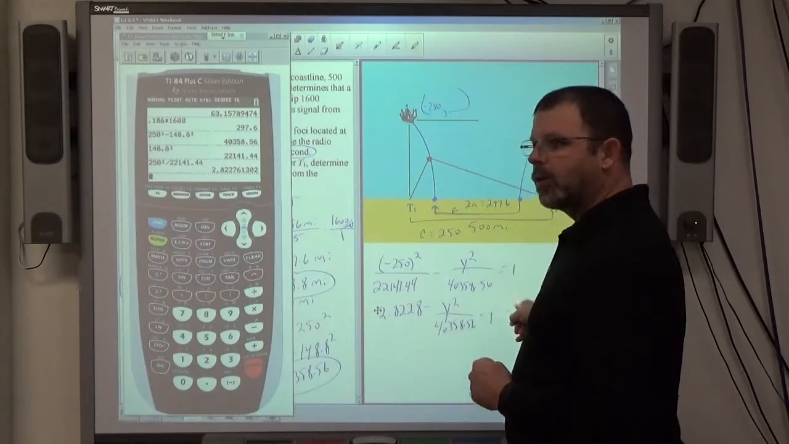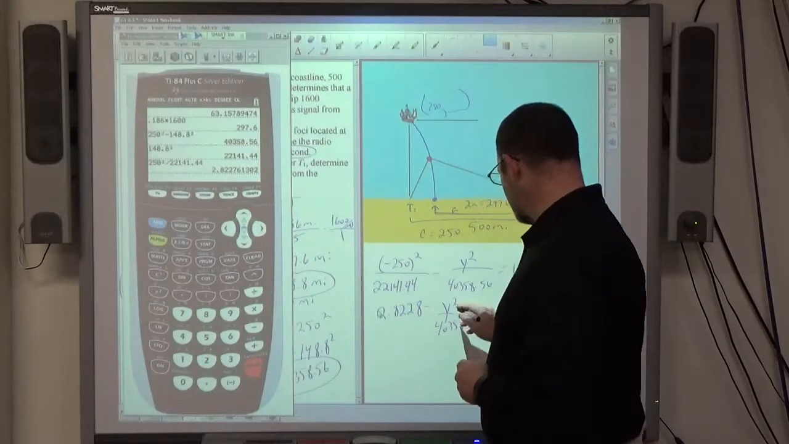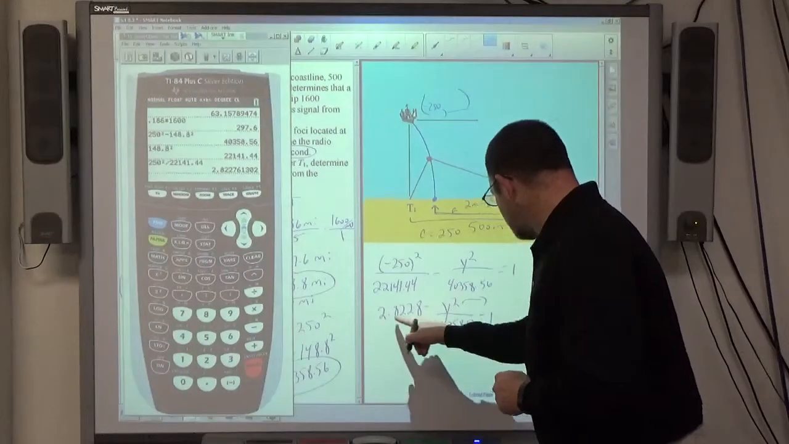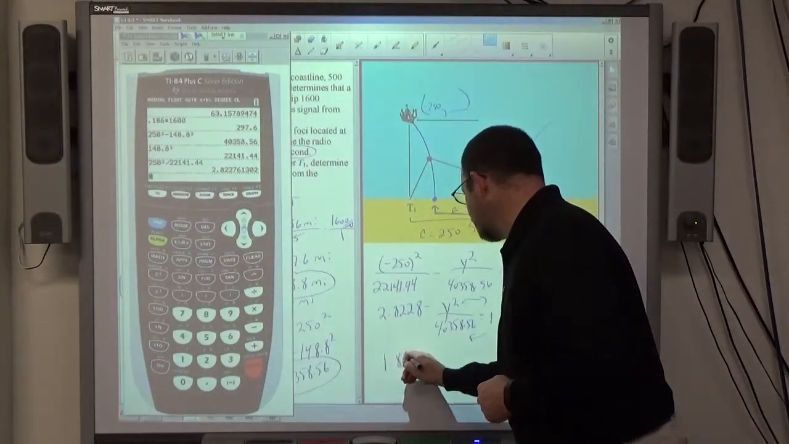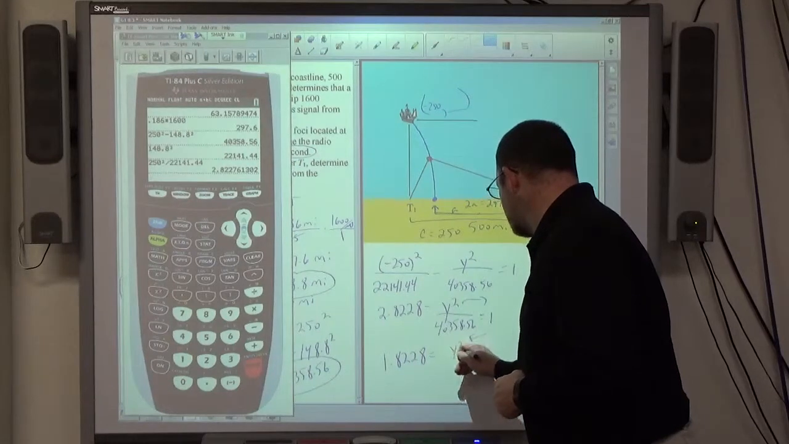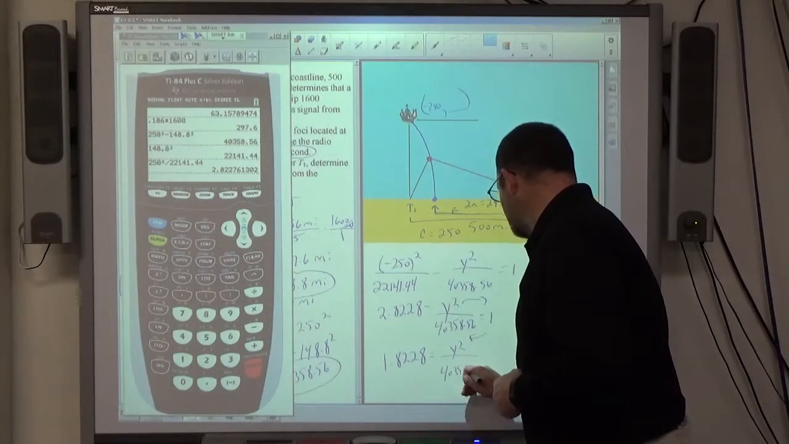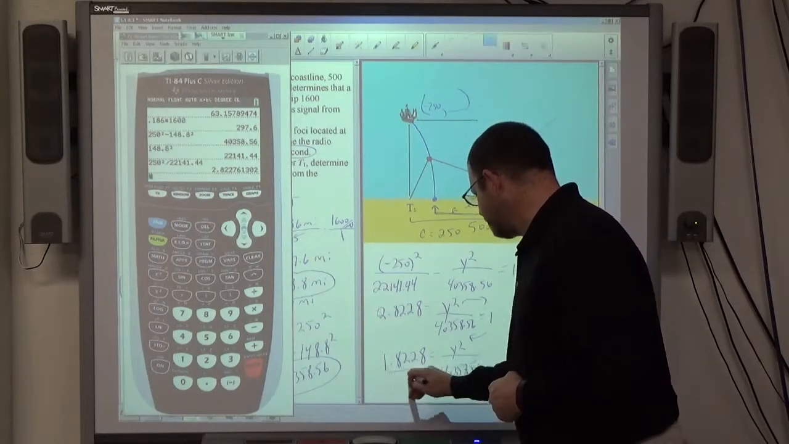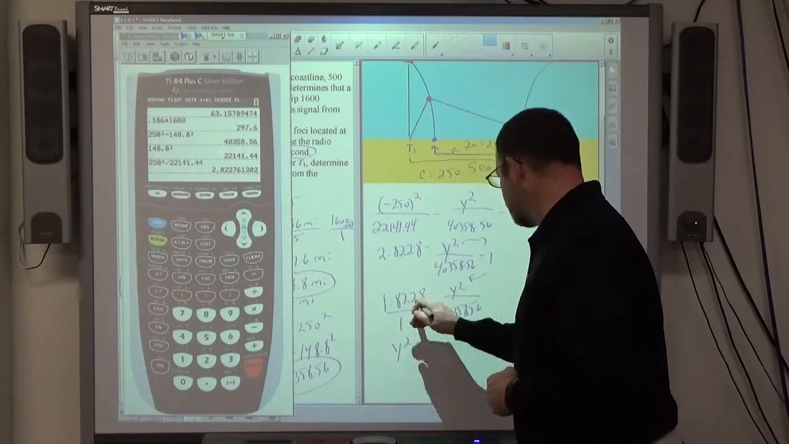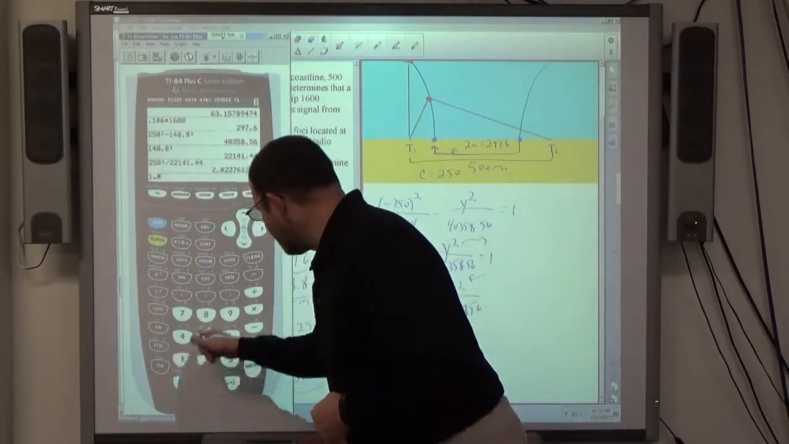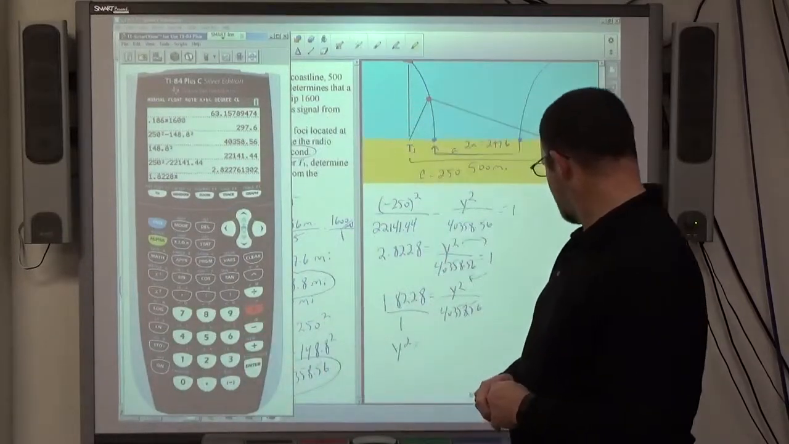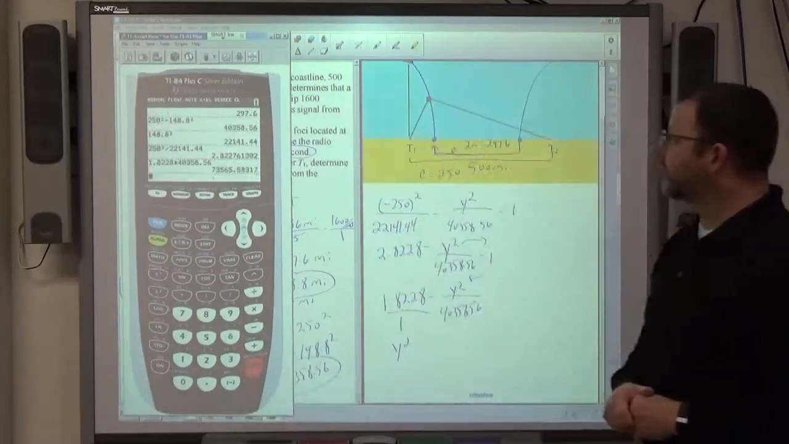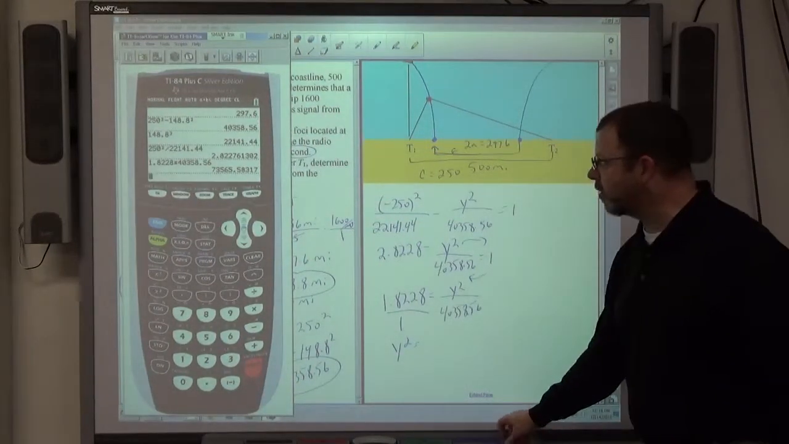I would probably move the 2.8228 over to the right first. So I'm going to get negative, or actually I'm going to move the 1 over. Move the y squared over, just make the y squared positive. All right, so 2.8228 minus 1 is 1.8228. That's going to equal y squared over 40,358.56. If I cross multiply here, I'm going to get y squared is going to equal the product of those two numbers, right? 1.8228 times 40,358.56. That comes out to 73,565.5832.